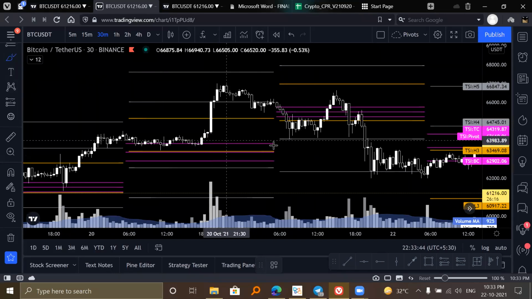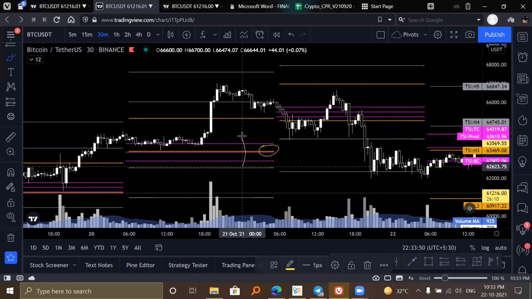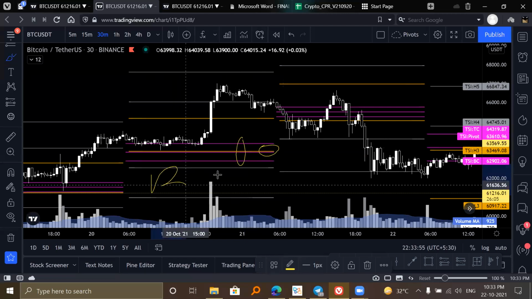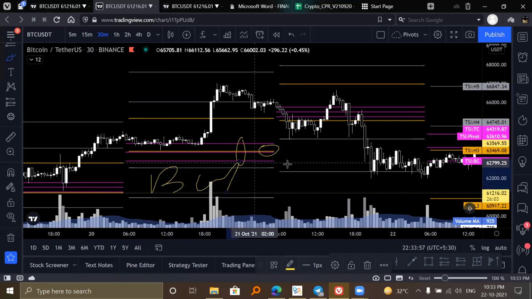Yeah. So when L3 lies between the CPR, this is the L3 level. This is the L3 level, and this lies in between this central pivot range. Then it will be known as bullish GPG.